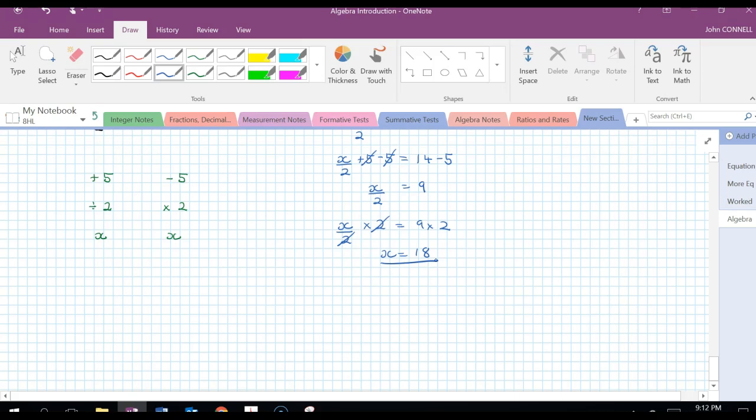Now there's going to be a couple of examples here that I'm going to get you to have a go at. Build up the process. Remember that we divide first, then multiply, and then that will give you the exact process in the reverse order to undo it.